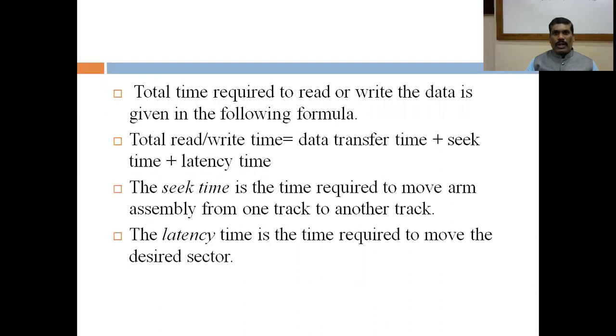When you want to read or write the data, the total time required is shown in the formula. Total read-write time is equal to data transfer time plus seek time plus latency time. The seek time is the time required to move the arm assembly from one track to another track. Suppose the arm assembly is on track number 10, and you want to move it to track number 90. Whatever time is required to move from track number 10 to track number 90 is known as seek time.